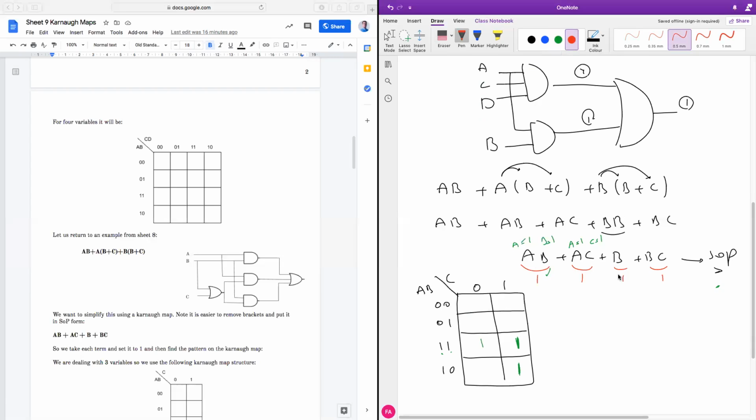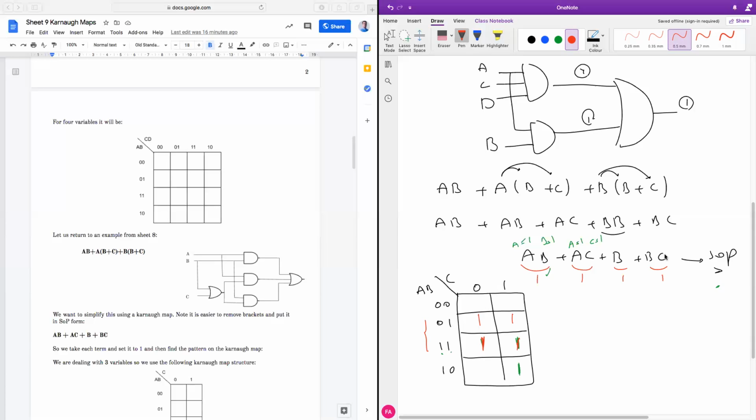So B is 1 only in these two rows. In these two rows, A can be 0 and 1, doesn't matter. C can be 0 and 1, doesn't matter. But B for these 4 cells is 1. So what I do, 1, 1, 1, and 1. Again, I'm repeating some of the ones, but these are the ones that I get.